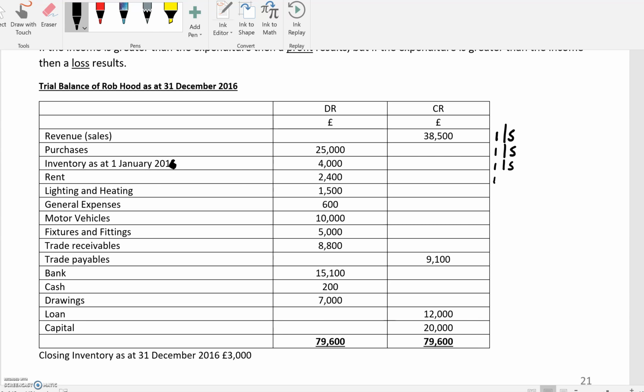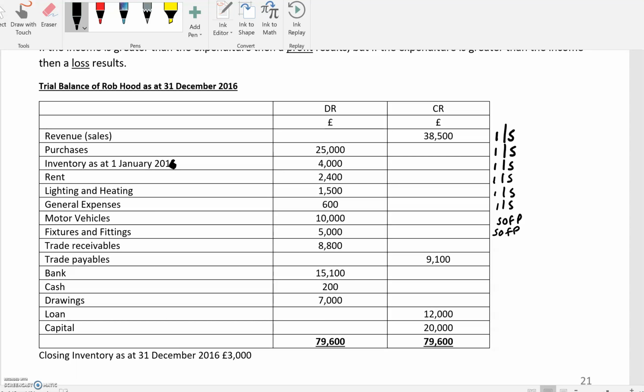Rent is an expense. It goes in your income statement. General expenses is an expense. It goes in your income statement. Light and heating, sorry I've missed, is also part of your income statement. Now, motor vehicle is part of your statement of financial position because it's an asset. Same with your fixtures and fittings.